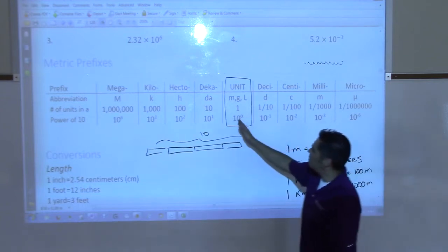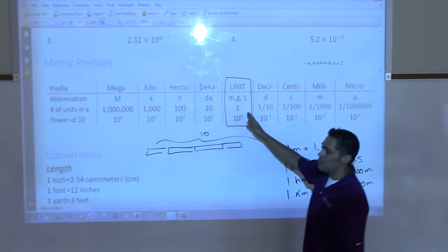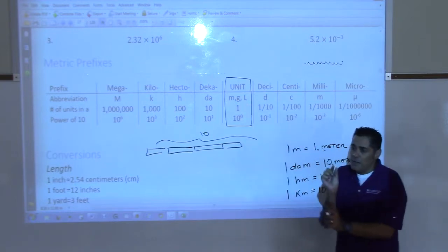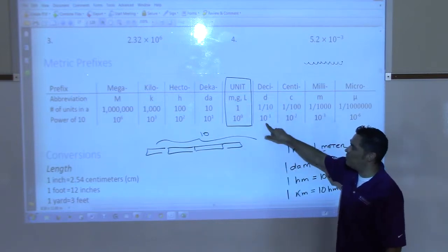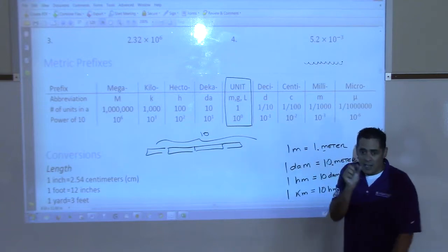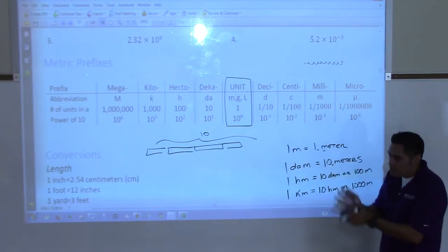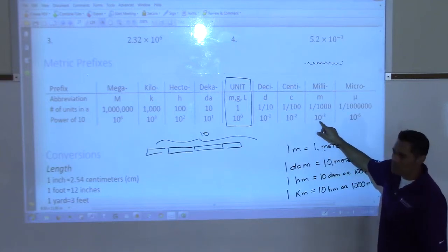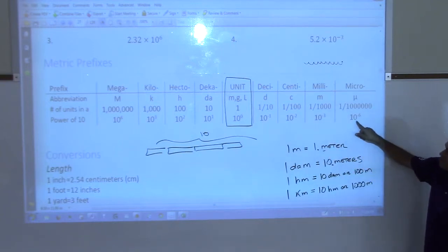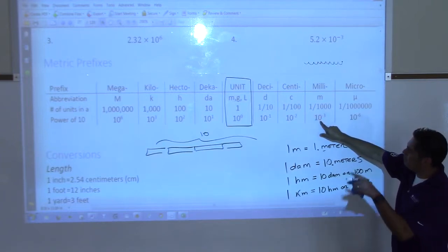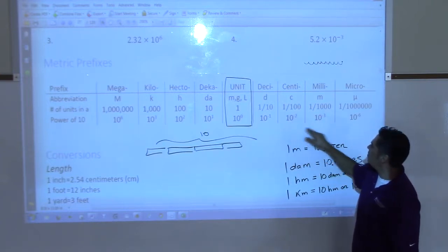Now we can go the other way. This was making the meters bigger, but we can also cut the meters and make them smaller. So if I take a meter and I cut it into 10 pieces, each piece is called a decimeter. Take each of those and cut them into 10 pieces, that's a centimeter. Each of those into 10 pieces, we have millimeter, and then we can keep on going. This actually takes a jump, doesn't it? Because this is cutting it once, twice, 3 times.